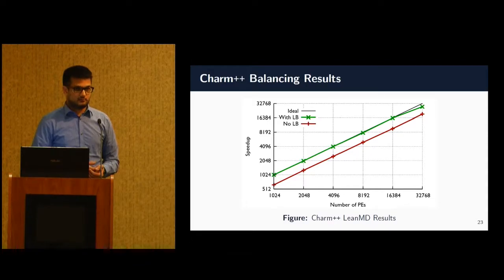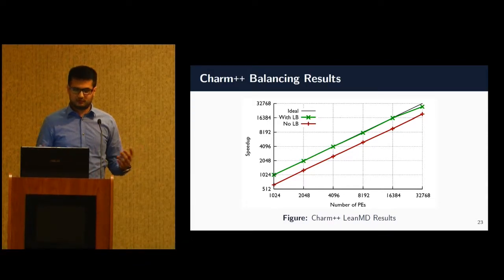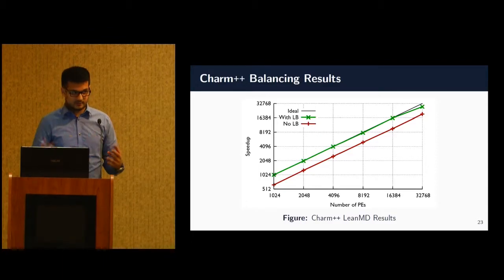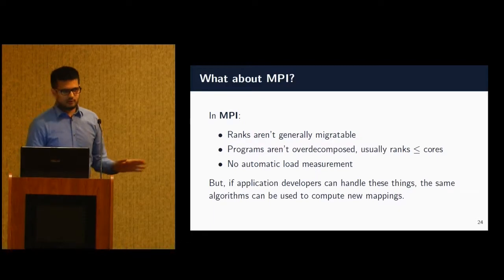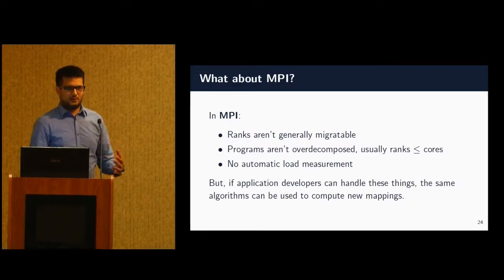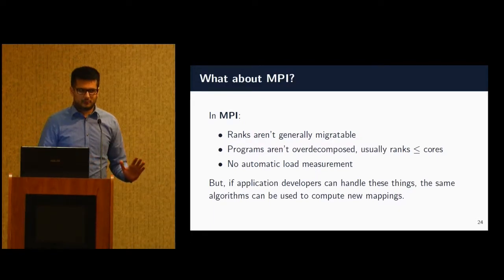So for some applications, and we have a ton of literature on this, load balancing can be vital to getting good performance and good scaling performance in particular. So that's Charm++, but what about MPI? If you have an MPI application, you probably don't want to rewrite it. Usually a lot of work. So we have some solutions for that as well.